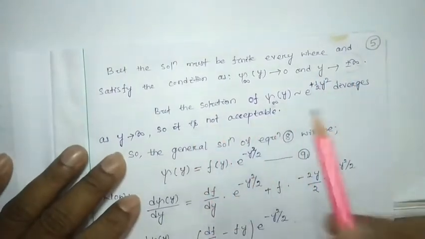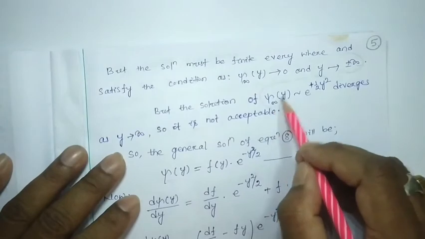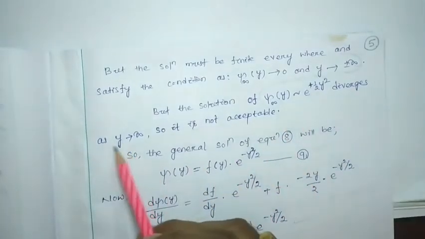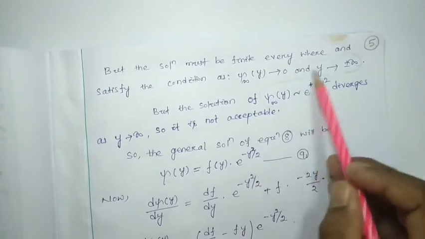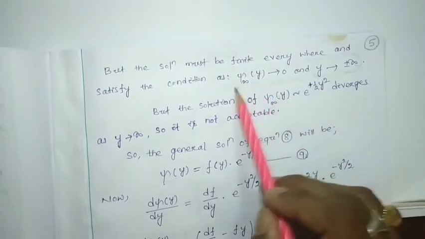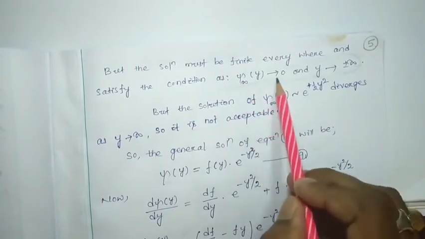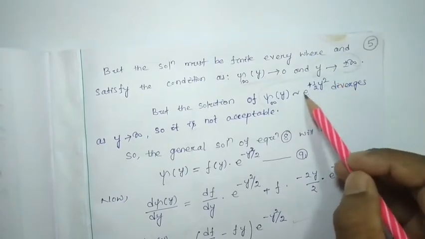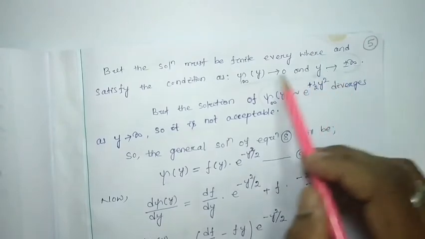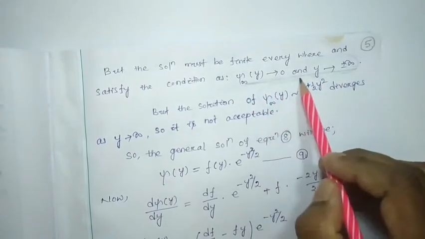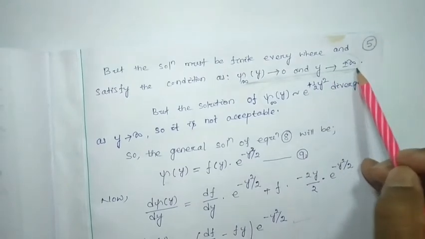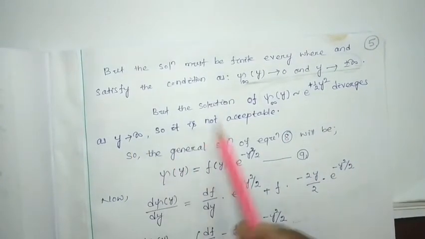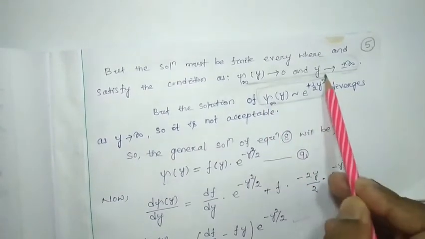But if we consider the solution psi infinite y equal to e to the power half y square, then what will happen? As y increases, this will increase. That means it diverges from our boundary condition, because if I increase y, it continuously increases. But the condition is that as y tends to plus or minus infinity, psi should be 0. Here it diverges as y tends to infinite. So this solution is not acceptable, and the rest one is going to be acceptable.